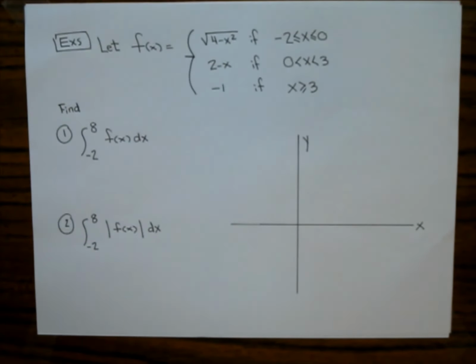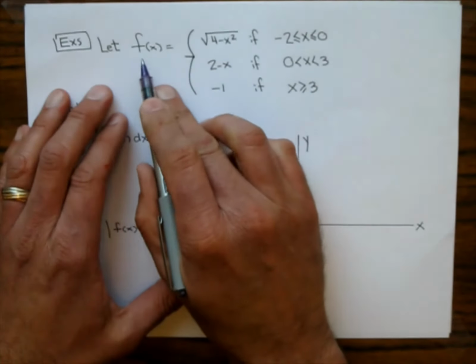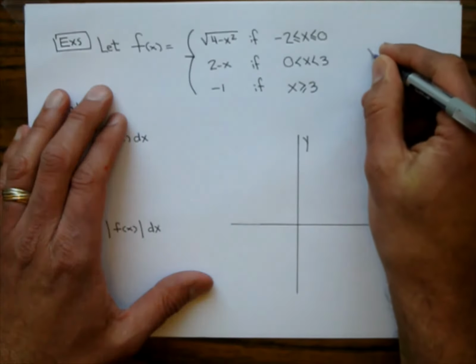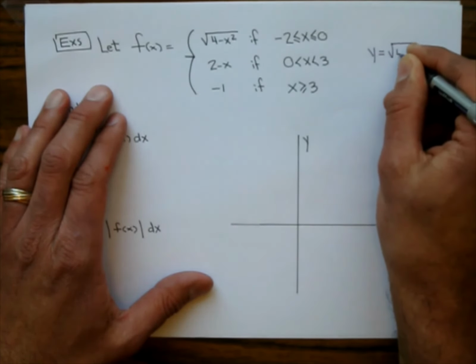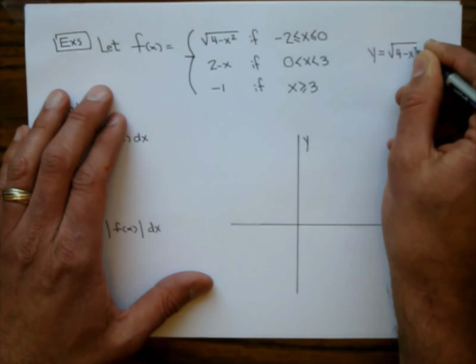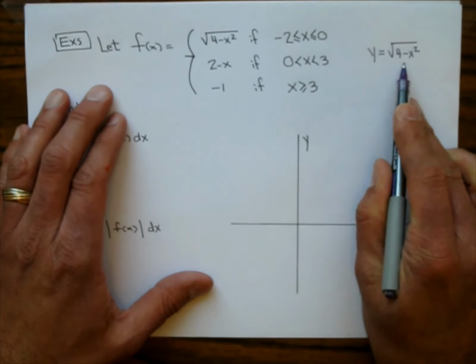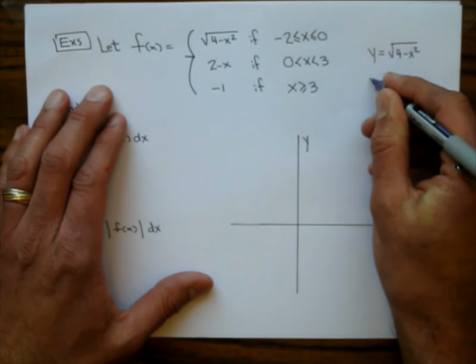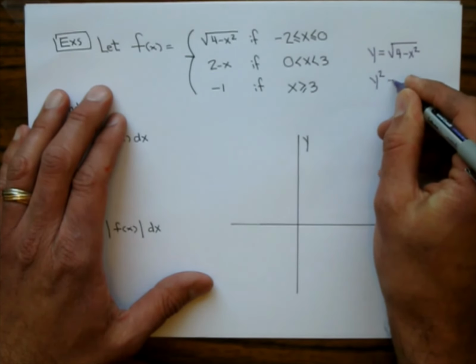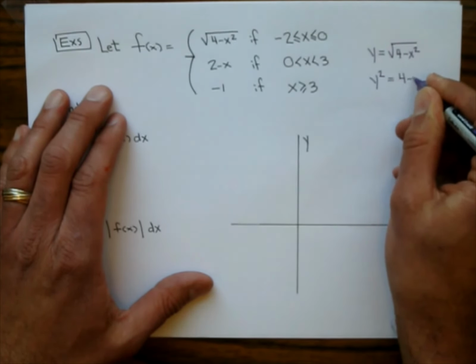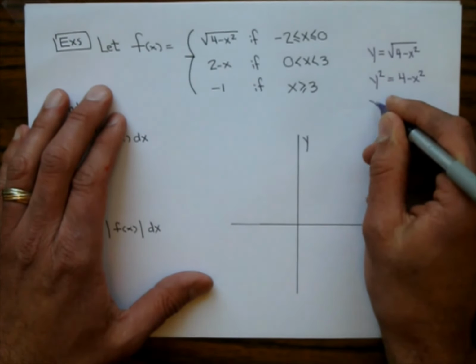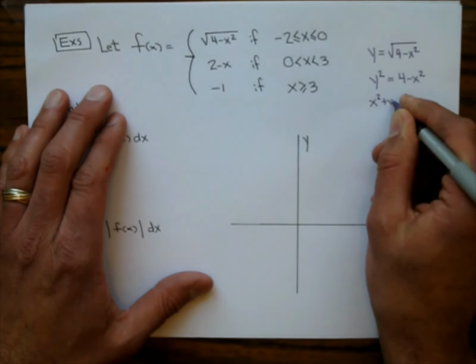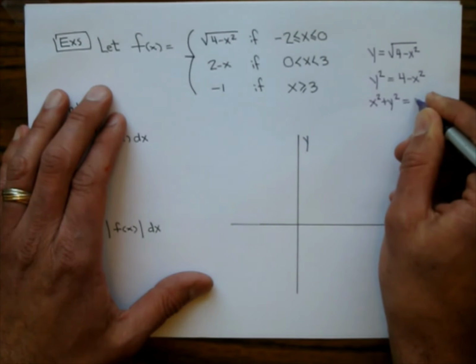So let's do that in a different color. I'll use purple. So it says y equals the square root of 4 minus x squared. I'm going to square both sides of that equation, and I'm going to get y squared equals 4 minus x squared. I'm going to bring the x squared to the left-hand side. x squared plus y squared equals 4.